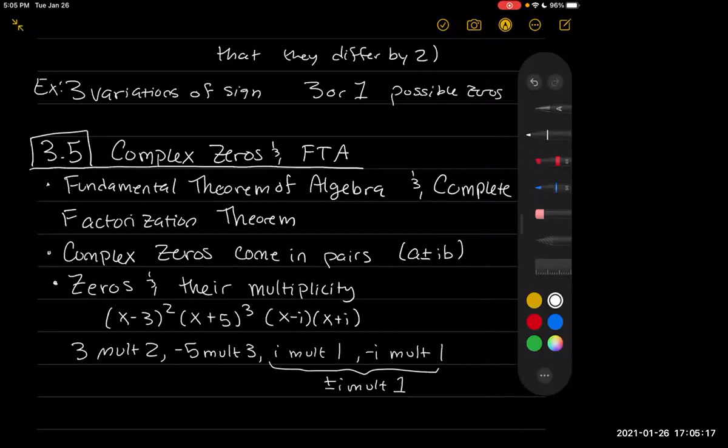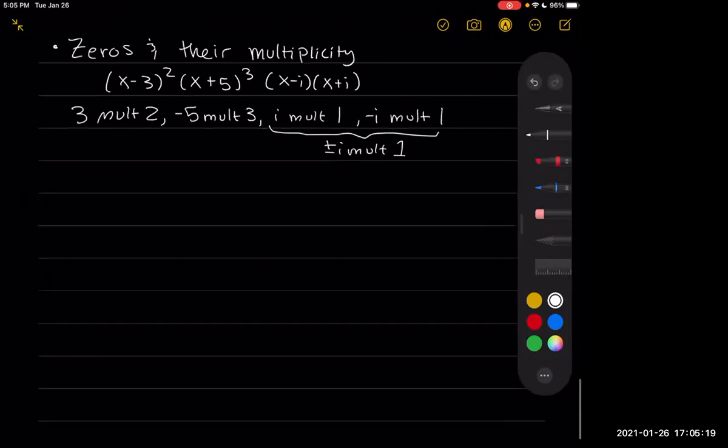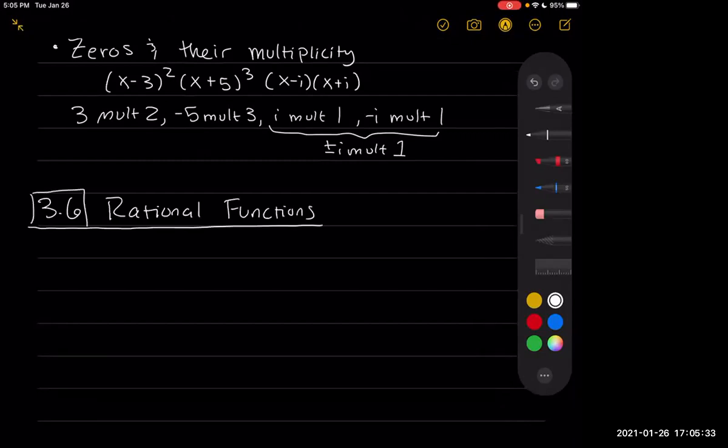Okay, so then moving on, we got to section 3.6, rational functions. And this is the heart of chapter 3. This is what we've been building to, and it's kind of the most important section because it takes everything we've been working with before and it all ties together.